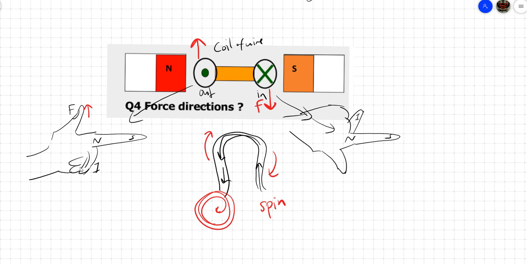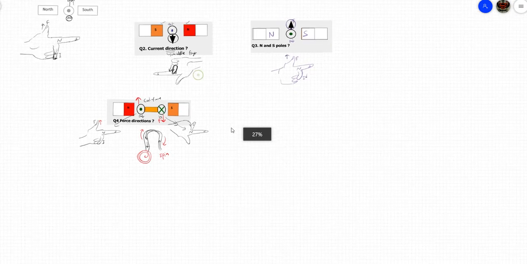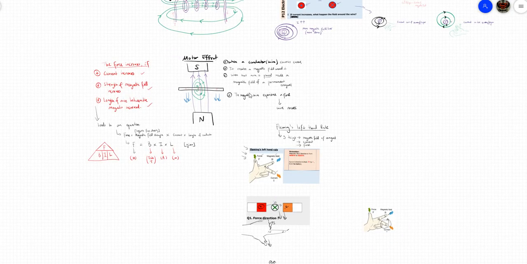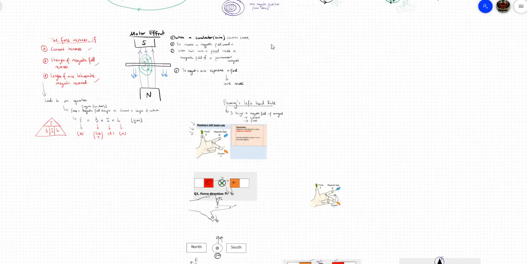Now remember, this is pretty much the motor effect. This is where we started the motor effect and everything there. So make sure that you have everything.